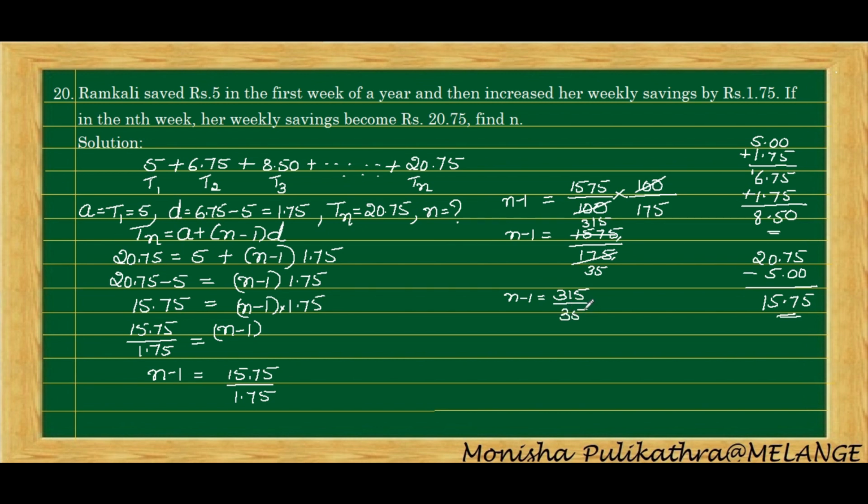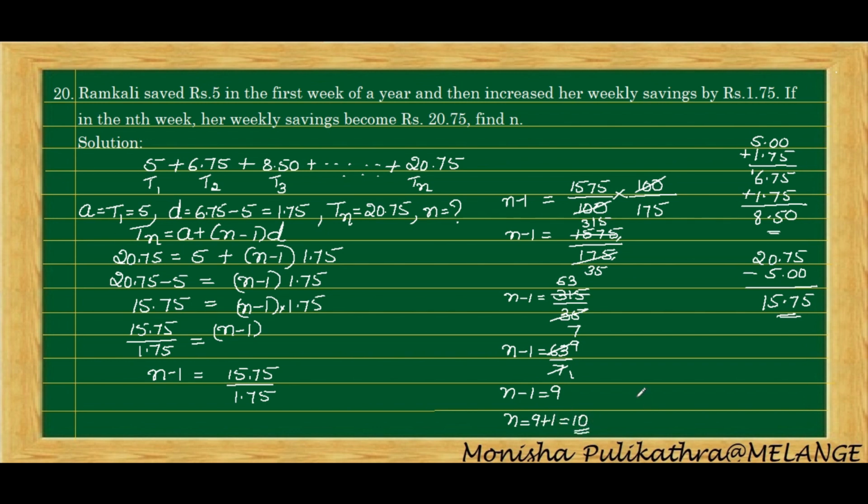Again we need to divide it by 5 itself. 5 7s are 35. Here 5 6s are 30, 1 carry, 5 3s are 15. Okay, again n minus 1 is equal to 63 divided by 7. So 7 1s are 7, 7 9s are 63. So n minus 1 is equal to 9. So n is equal to 9 plus 1, that is 10.